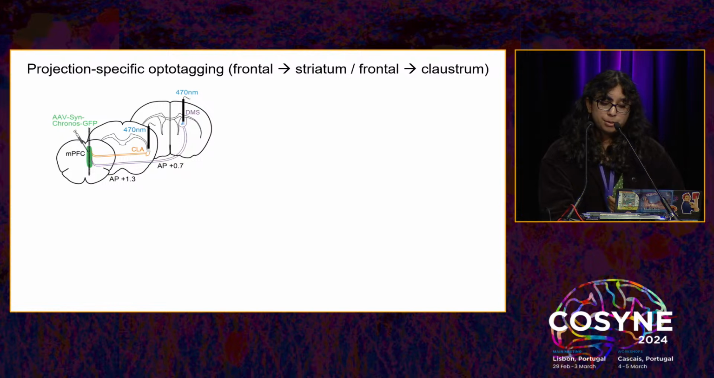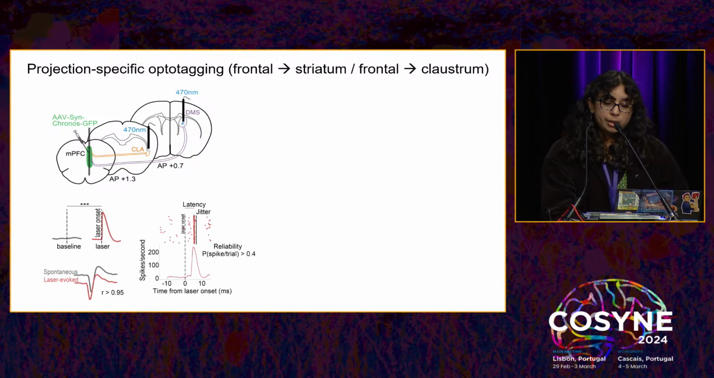To target these projections, we combined our decision-making task with an in vivo optotagging protocol. Optotagging involves delivering a series of laser pulses to stimulate the axons of opsin-expressing frontal neurons projecting to the claustrum or the DMS. We used a strict set of criteria based on existing literature to identify optotagged cells.